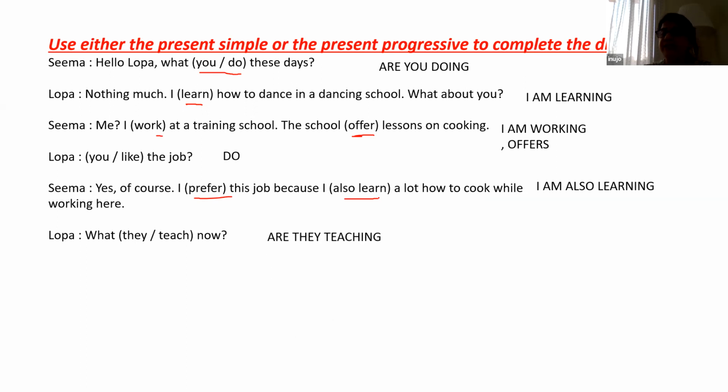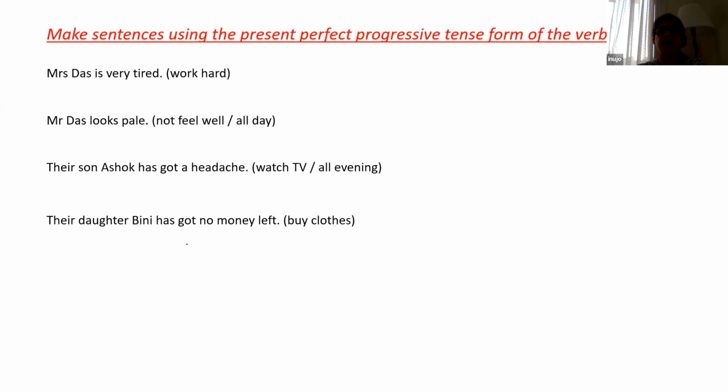Next. What are they teaching you now? What they teach, a verb, how will you change it? What are they teaching you now? This is also a very easy exercise, children. Now, make sentences using the present perfect progressive tense form of the verbs. Here you have to change your given verb into present perfect progressive.